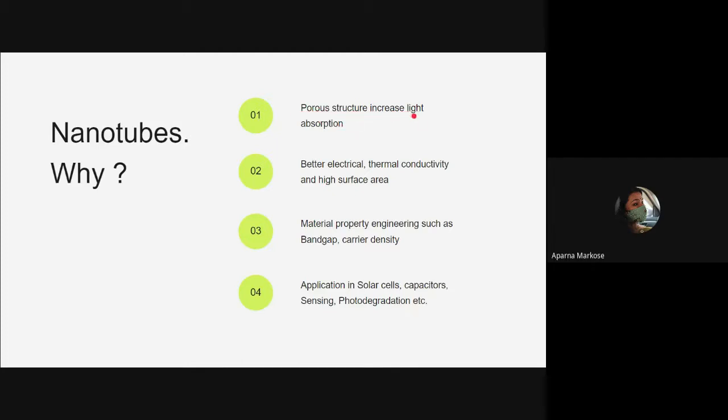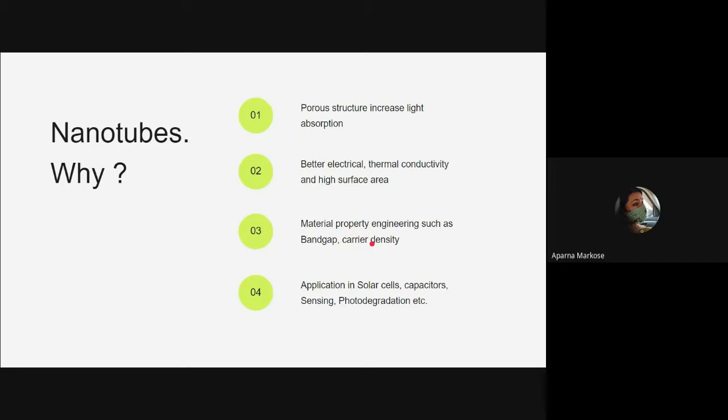The porous structure of nanotubes increases light absorption. Secondly, nanotubes have better electrical and thermal conductivity and they have high surface area. You are already aware of the benefits of high surface area, more activity, right? And with nanotubes you can engineer material properties such as band gap, carrier density, etc. How? You change their length, you change their diameter, so you change the material property. In that way you can change so many things.